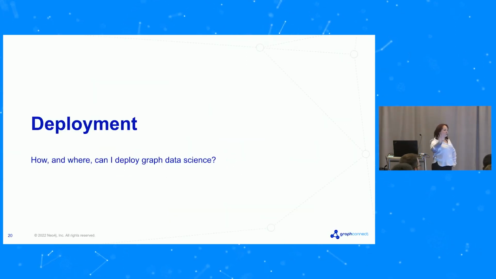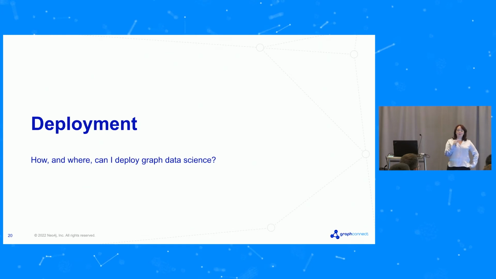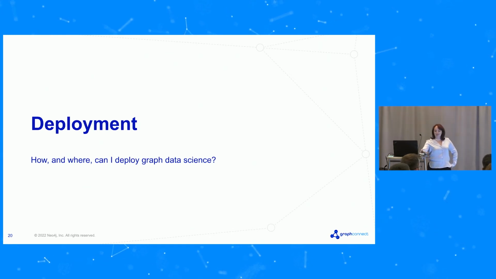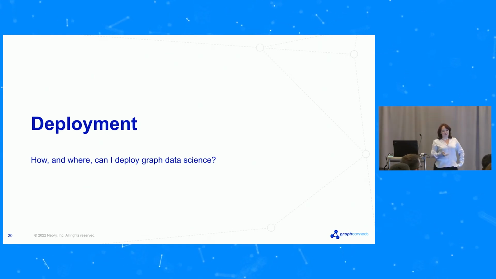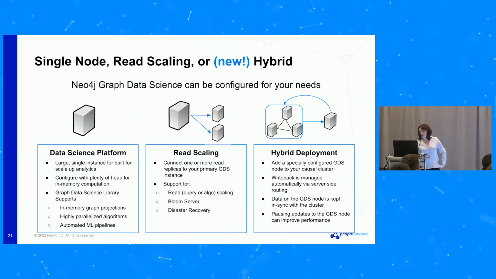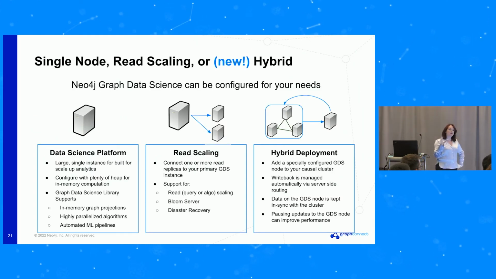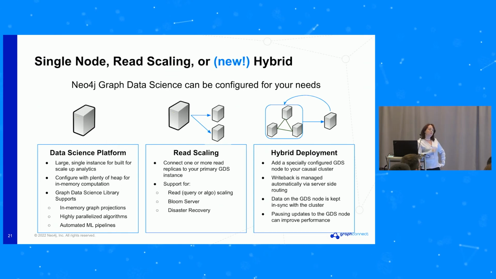Cool, so that was a rundown of how we think about the library, the parts of it, how it works. Next question: how do I deploy this and where? The first thing is, there's a couple different architectures you can use depending on what you need to do.